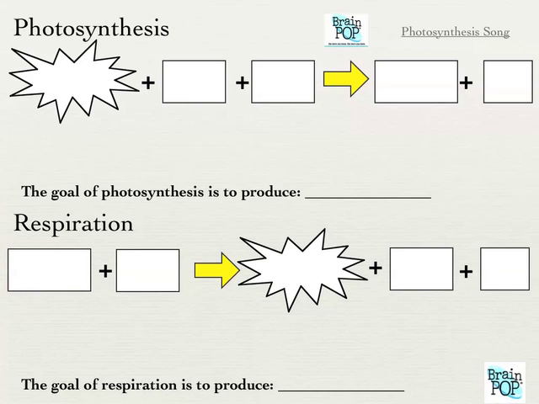What do plants need for photosynthesis? Probably the first thing that pops in your mind is what, Jared? Sunlight. They need light. Now, it doesn't necessarily have to be sunlight. It could be artificial light as well. But if we're talking about in nature, it would be sunlight.